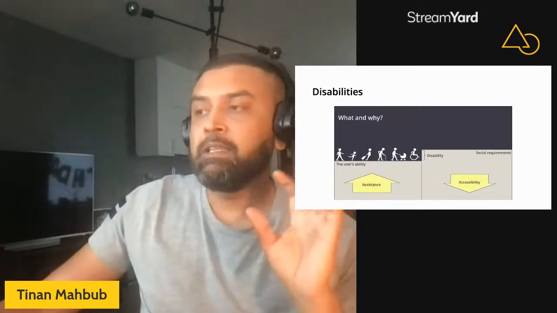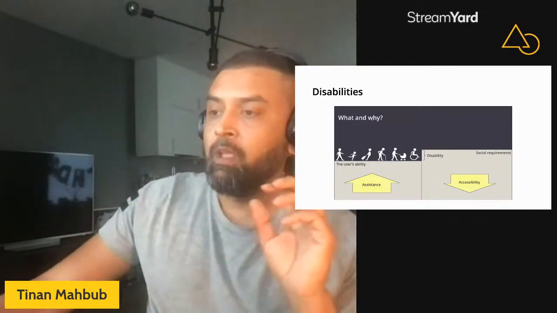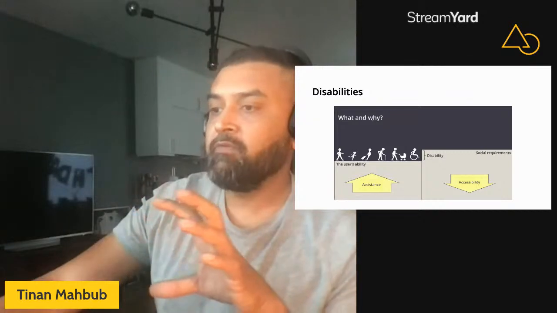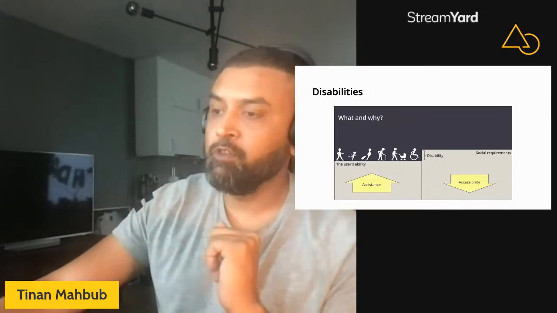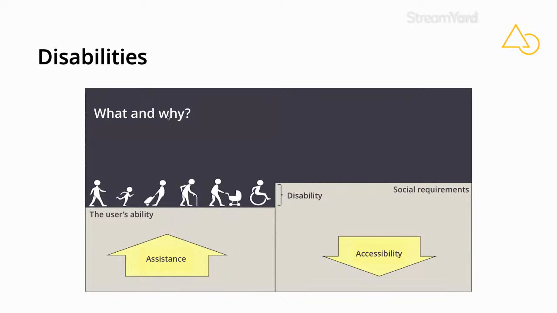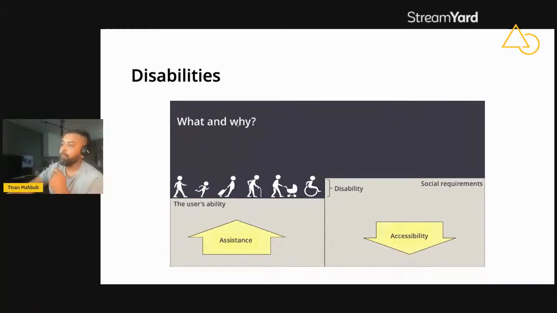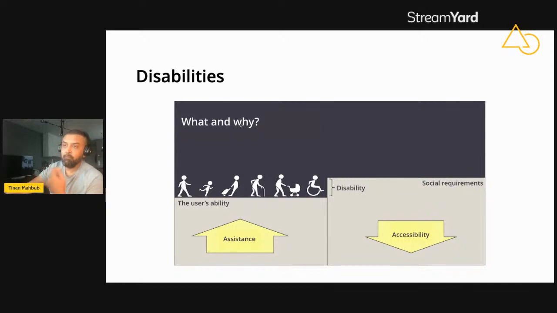What is disability and why does it occur? So here on the left side, we have some, let us call them, users. The first one on the left is fully healthy, a kid who can run. Then we have a person with a heavy bag. We have an old person. We have a mother with a baby carriage, and then we have a person in a wheelchair.